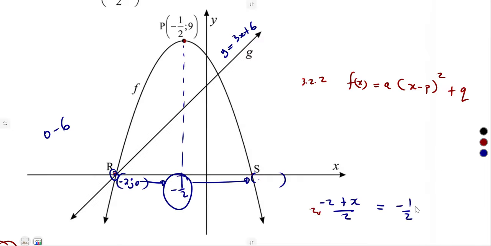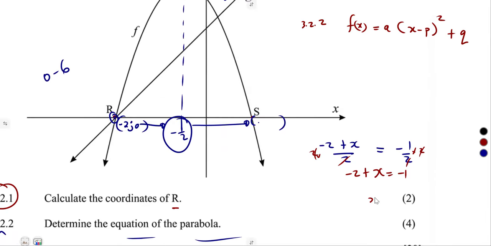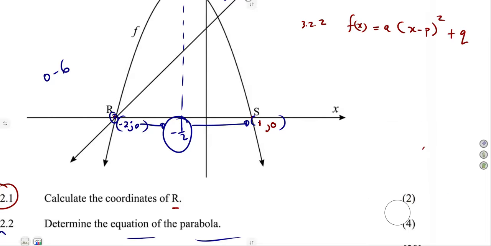Let's see, times 2. That is going to give us minus 2 plus x is equal to what? If we multiply by 2 here, that is going to give us negative 1. So x is equal to minus 1 plus 2, which is 1. So x here is 1. So that's the point (1, 0). You can even use that if you want. So I want you guys to use that and determine your equation.